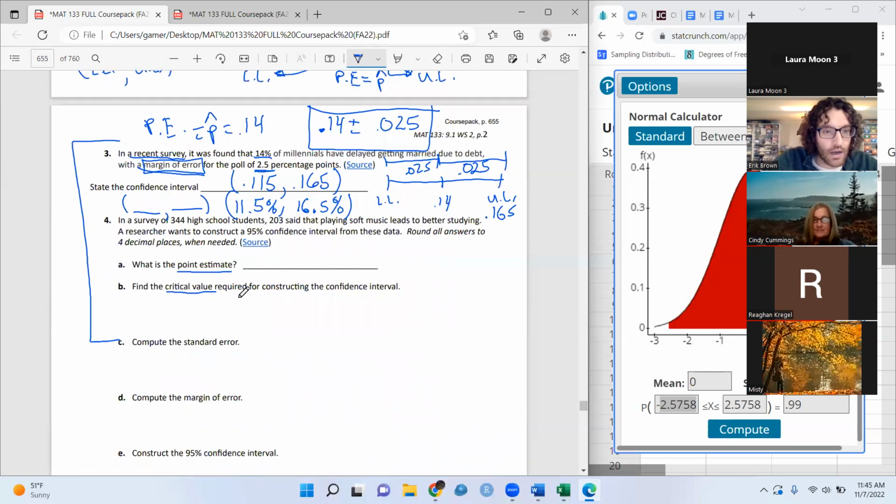Okay, so did you all get the point estimate for 4A? Let me ask you this. What is a point estimate? My notes say sample statistic, which is the center of the interval, like p hat. So either p hat or x bar. What's the formula for how to find p hat?